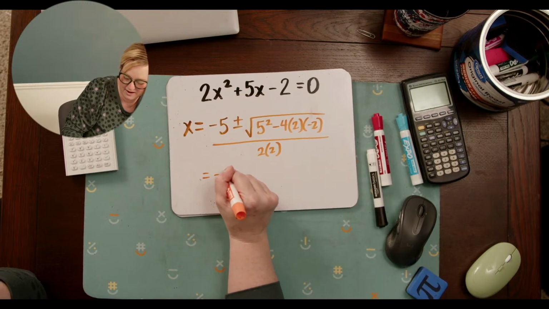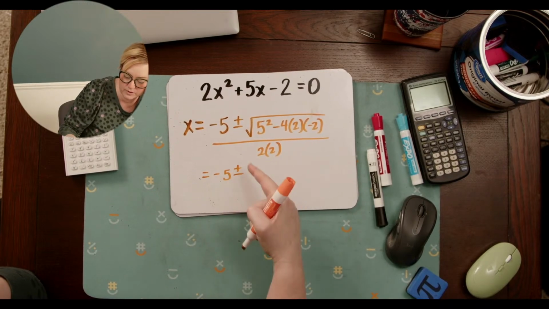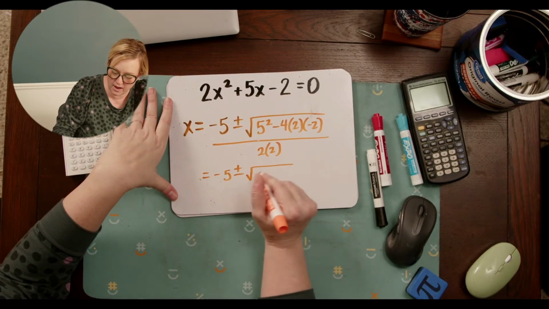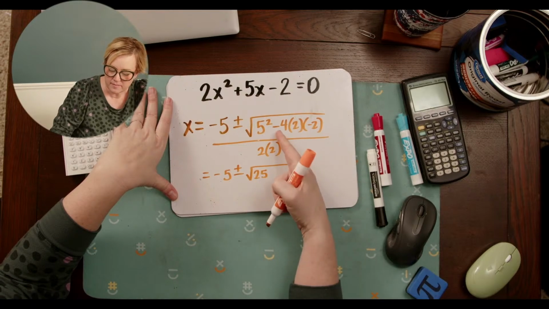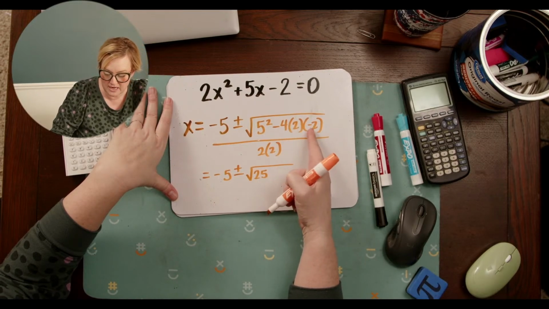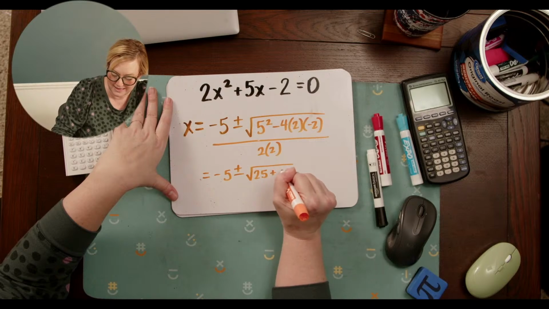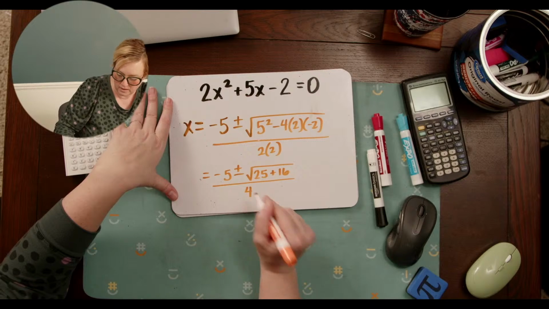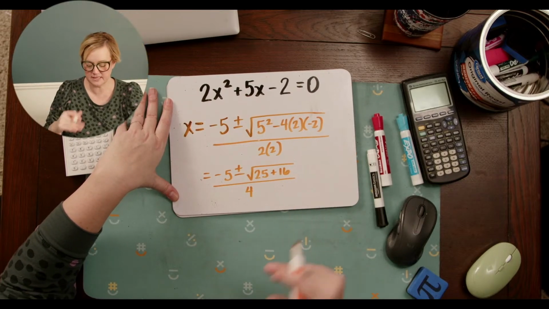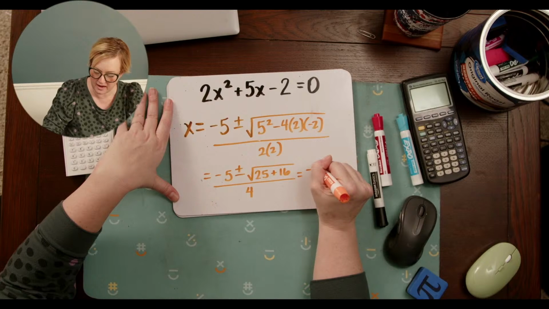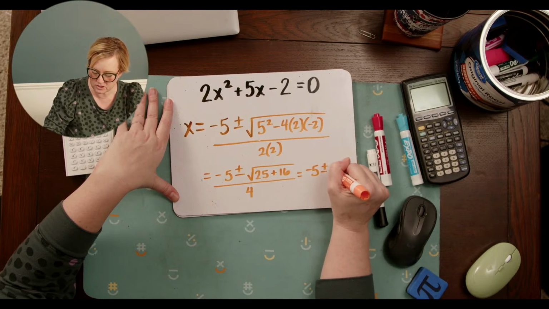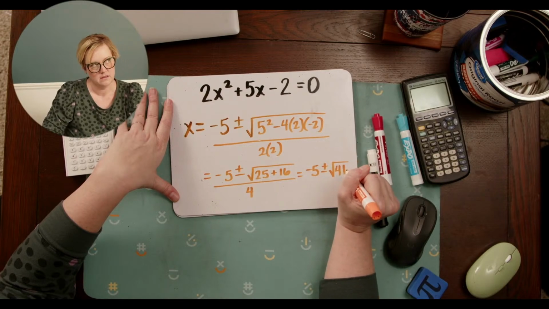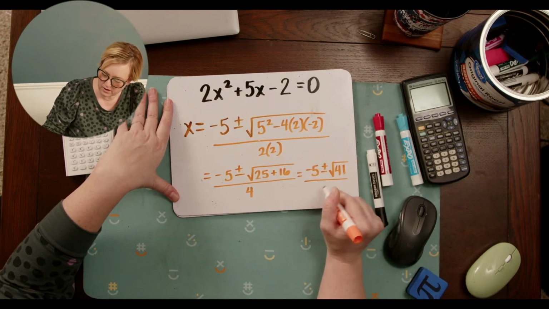So we have negative 5 plus or minus. The reason we have plus or minus is because we're dealing with a square root. So the square root of 25 minus 4 times 2 times negative 2, that ends up being plus 16, over 4. Okay, so I'm going to simplify all of that out, and it gives me negative 5 plus or minus the square root. Let's see, 25 plus 16 is 41. That does not simplify, over 4.